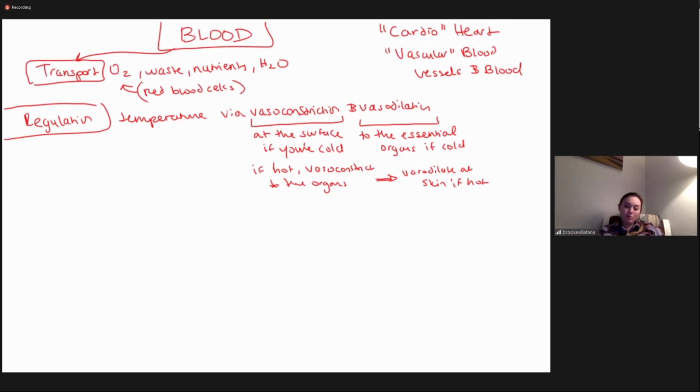Okay. It also regulates blood pressure, also through vasoconstriction and vasodilation. So it's going to vasoconstrict certain areas, vasodilate others, and it regulates the oxygen content in your blood, helping you with how you breathe, basically, by keeping track of that. It also regulates hormones, and it also helps with the regulation of your acid-base balance.